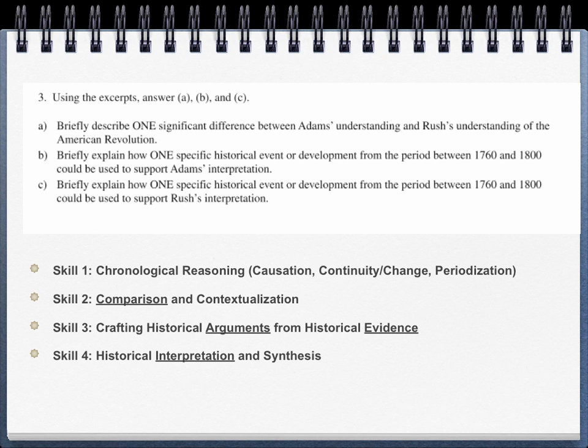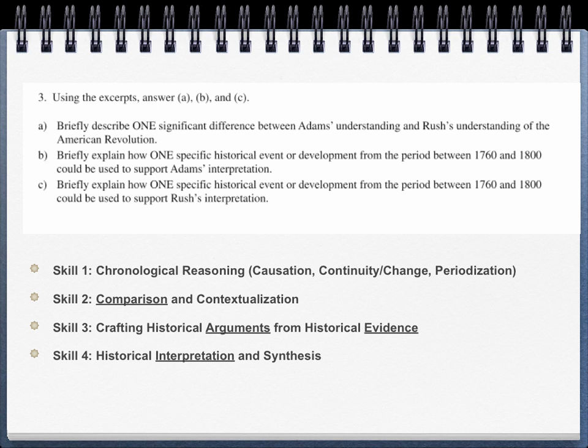This is an actual sample question from the AP Central website, and as you can see, it has the ABC format as all short answer questions do. In Part A it's going to ask you about a significant difference between Adams' understanding and the other writer, Rush's, understanding of the American Revolution. It's then going to ask you in the B and C parts to support those interpretations.